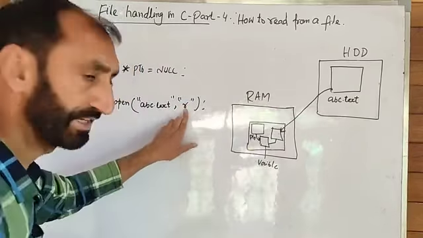Now we want to print that file. We want to read that file. We can say we want to read the contents of that file. That means we want to print the contents of that file on the output screen. How is that going to be done?